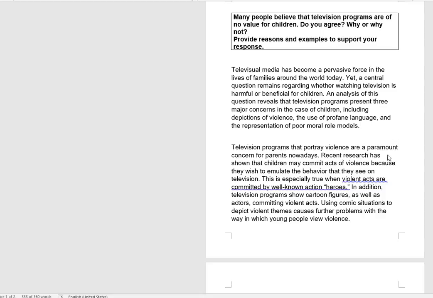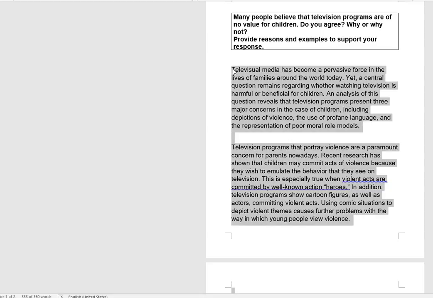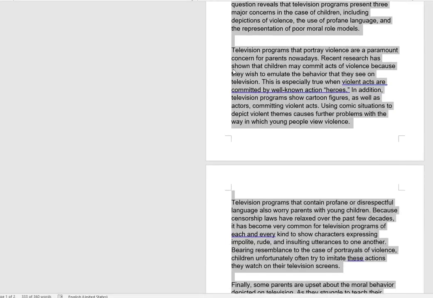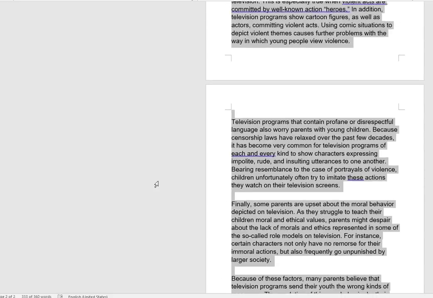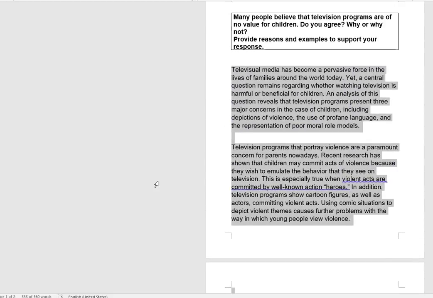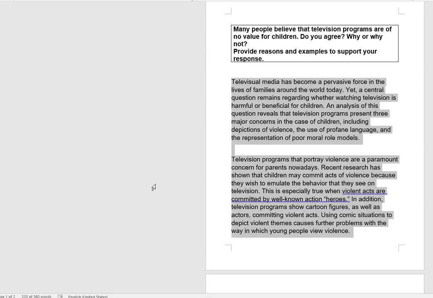Okay, here's the second script. First of all, if you look at the word count, it's 333 words. So again, this is not an essay that was written under exam conditions. It's too lengthy. So not a good example for someone who's looking to prepare to take the IELTS test.